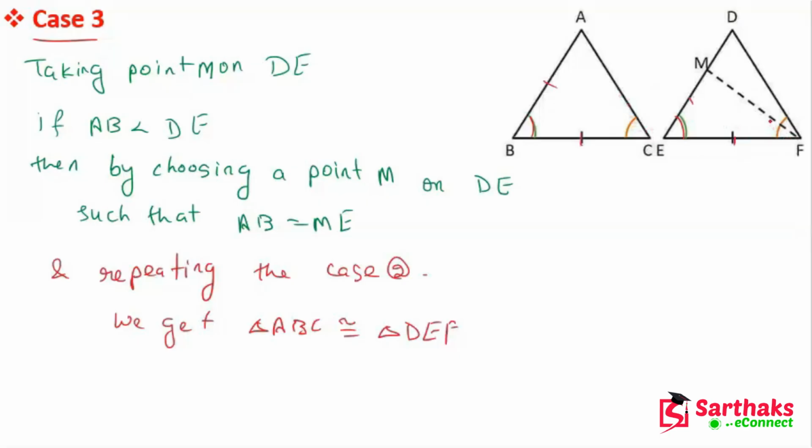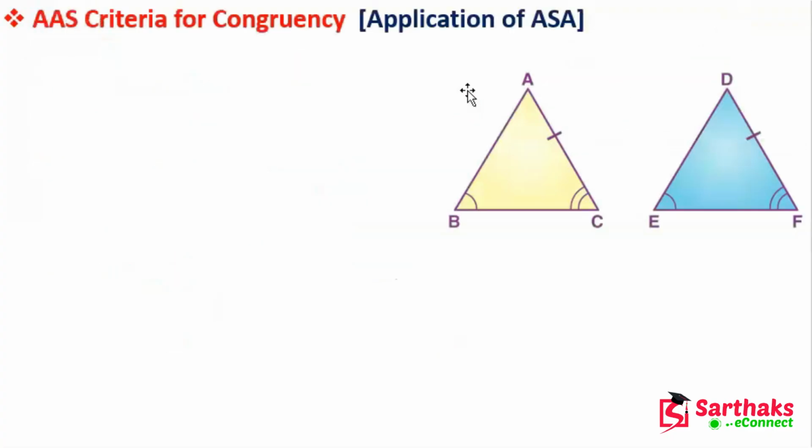And again, by simplicity we can say that this angle is equal to this angle. But we know that angle ACB is equal to angle DFE. So this is not possible. It is only possible when M coincides with point D. So from this we can prove that triangle ABC is congruent to triangle DEF. I hope you understand these things, my dear friend. So this is the case of angle side angle.